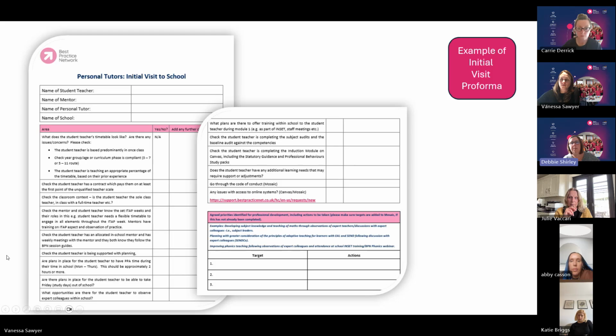As I say, here's an example of that initial visit pro forma, and you'll be able to download that from the shared drive and then type into that as you're speaking to the student teacher. Maximise the amount of time that you have. We always set targets and actions from each of those visits that then feed into the next visit.